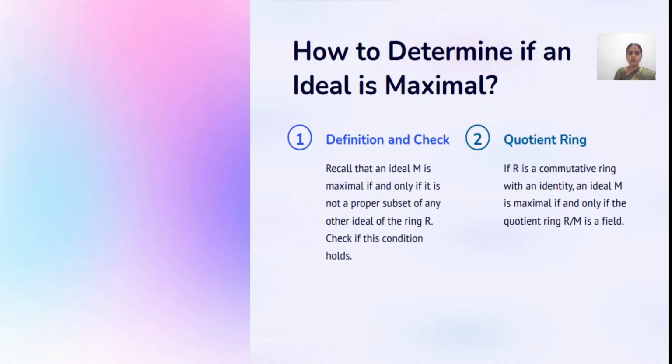Now we see how to determine whether a given ideal is maximal or not. An ideal M is maximal if and only if it is not a proper subset of any other ideal of the ring. This will help us to determine whether the ideal is maximal or not. Another thing, if R is a commutative ring with an identity, an ideal M is maximal if and only if the quotient ring R by M is a field. This also helps us to find the maximal ideal.